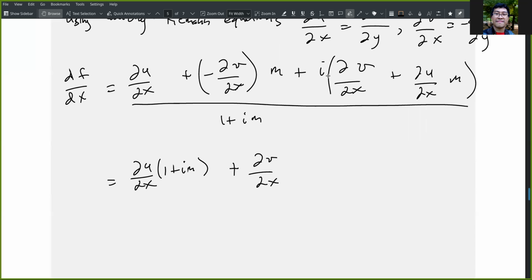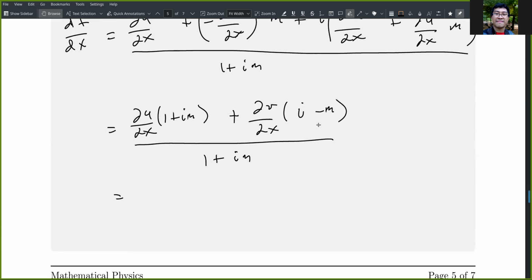So you have partial u with respect to x of 1 plus im, plus partial v with respect to x times i minus m, over 1 plus im. There's an i here, but there's also a minus m here, so that would be i minus m. If you factor out i, you have partial u with respect to x times 1 plus im, plus i partial v with respect to x, so we are factoring i, we have here 1, and there should be plus im here.